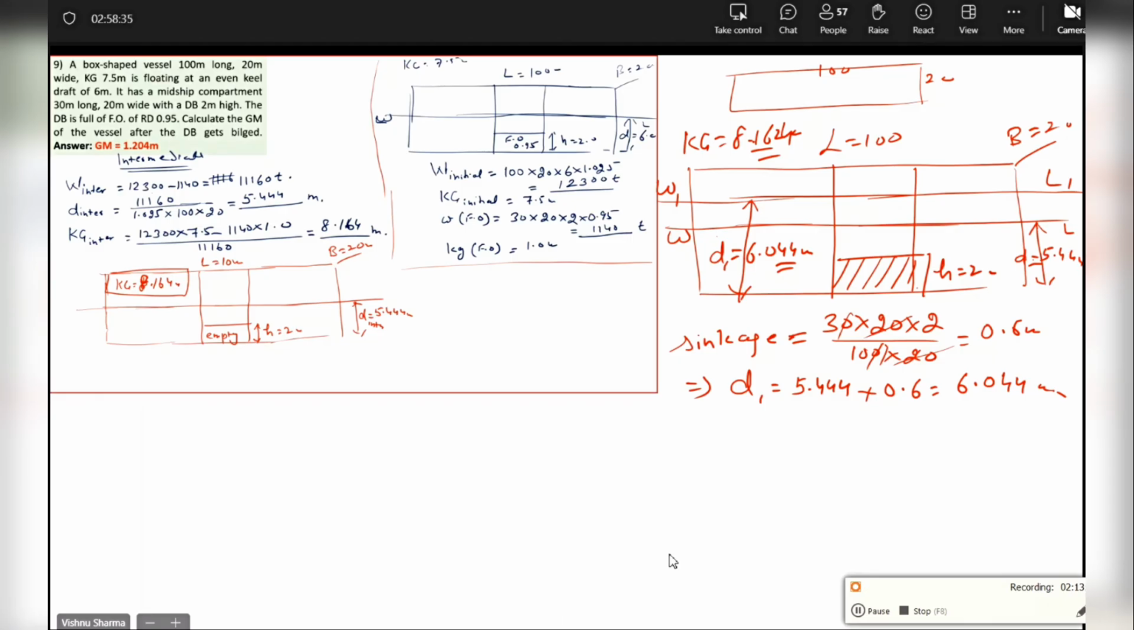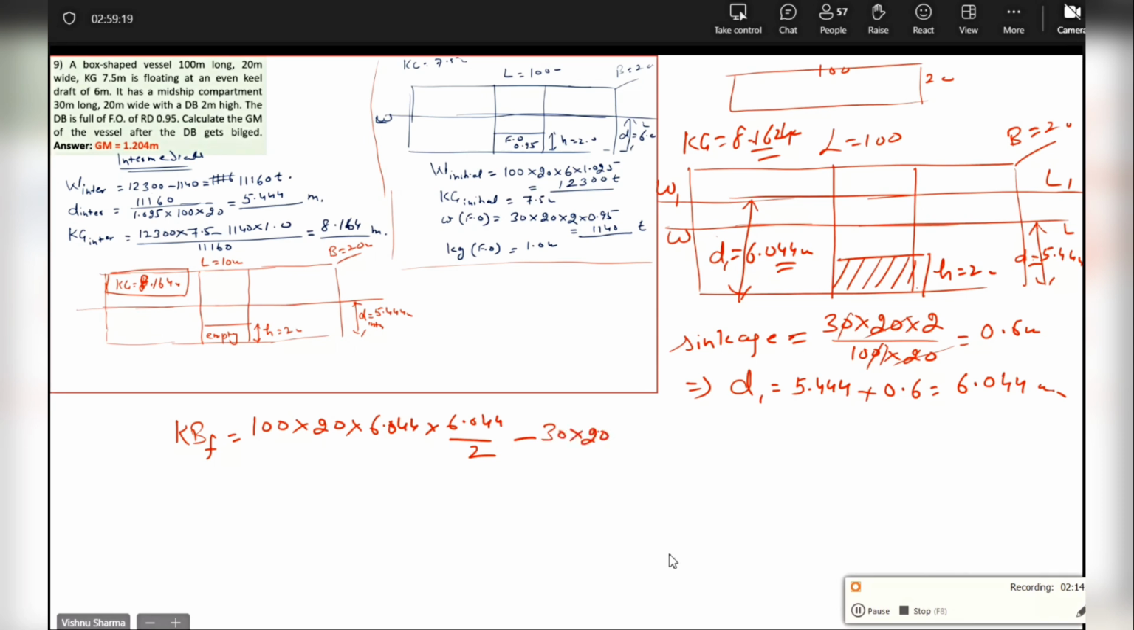Guys, do you all agree? Yes, sir. Right? Now, KB will not be D1 by 2. We all know it. KB will not be D1 by 2. It will be by moments. So KB after bilging in the final condition will be the vertical moment up to W1L1, that is length times breadth times D1, which is 6.044, into its lever, 6.044 by 2, minus the vertical moment of the underwater volume not contributing to buoyancy, that is the DB.